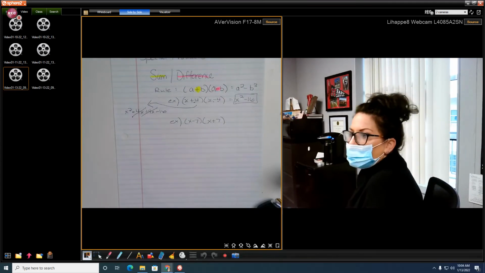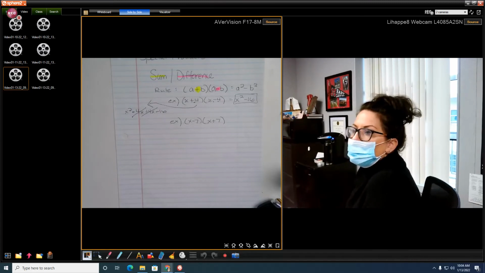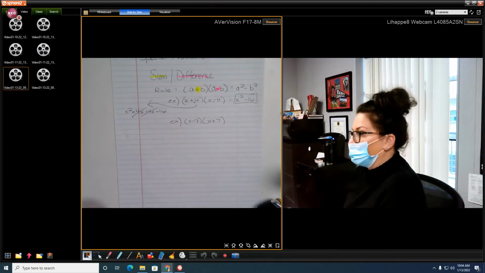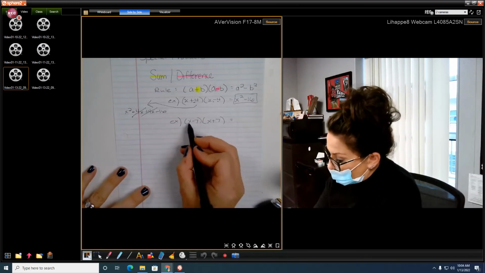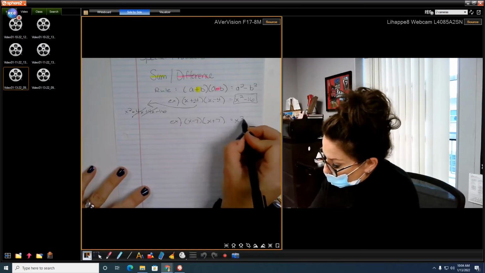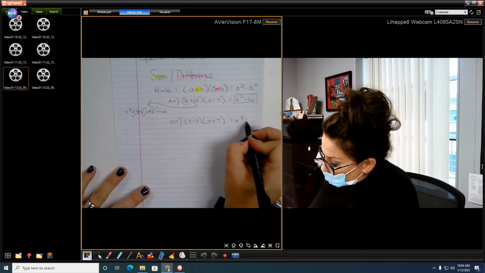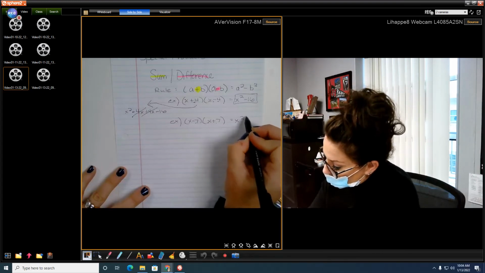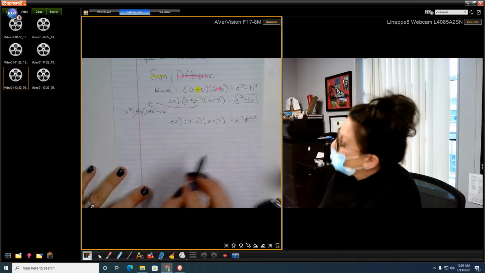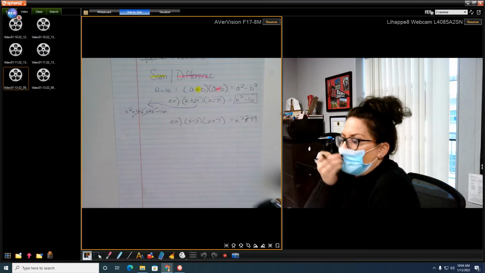Does that fit the pattern? Yep. So if it fits the pattern, it's x times x is x squared, negative 7 and positive 7 is minus 49. x squared minus 49 is the answer.